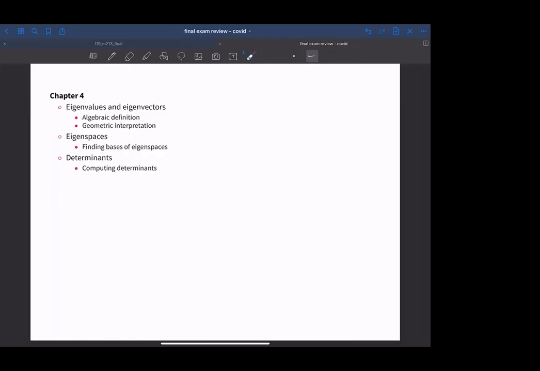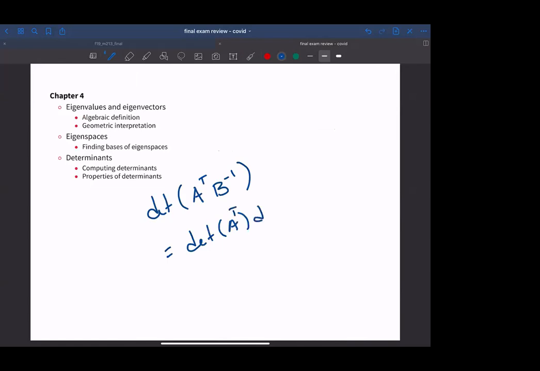Okay, so we talked about determinants, computing determinants, and also properties of determinants. For example, if I give you the determinant of A transpose B inverse, you should remember that that's the same thing as the determinant of A transpose times the determinant of B inverse. The determinant of A transpose is the same as the determinant of A. The determinant of B inverse is 1 over the determinant of B. So we definitely could give you a question like this where you have to know some properties of determinants in order to simplify things.